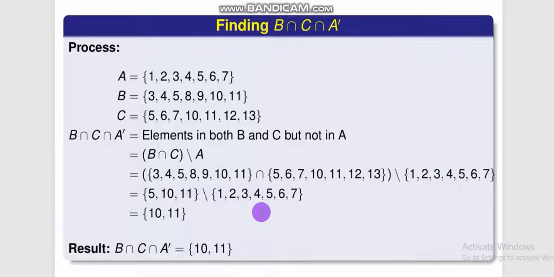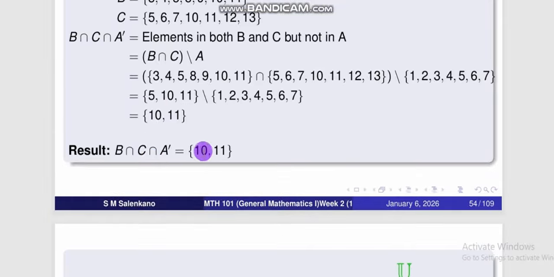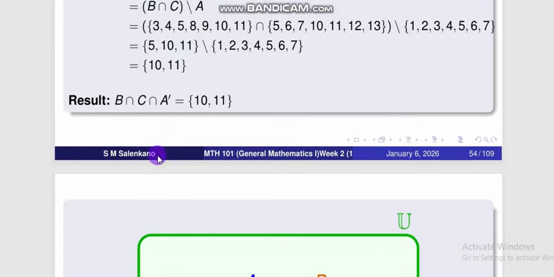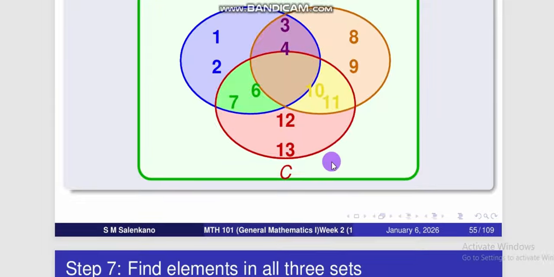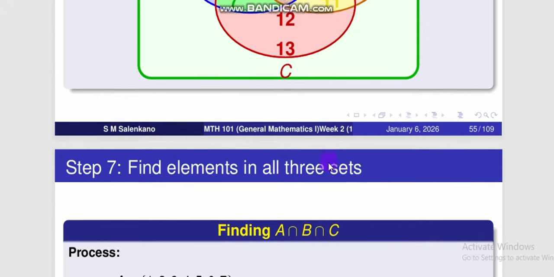Then you bring this one, set minus this one. Now you select elements that are found here, but they are not here. So the only elements are 10 and 11. This 5, see it here. So it means that region will have only 2 elements, 10 and 11. This is our result. So we go to the region for B and C only and write 10 and 11. You see, this is the region for B and C only. So we write our 10 and 11 here. Okay. Wow, we are almost done. It's like we have only 2 regions left.